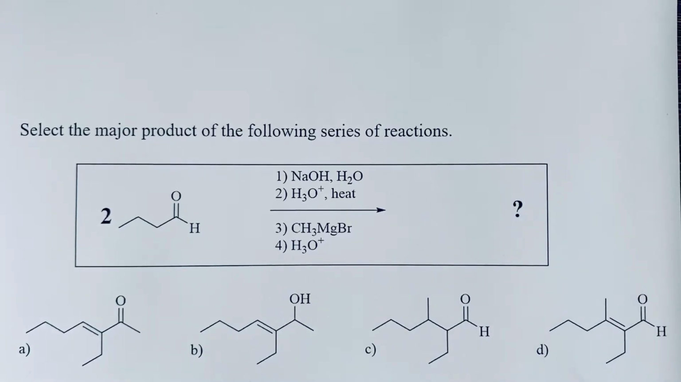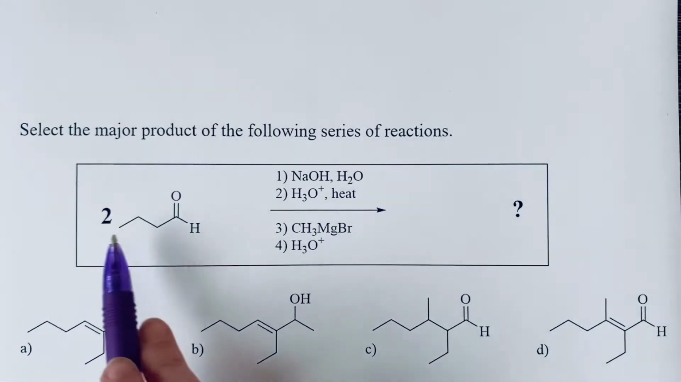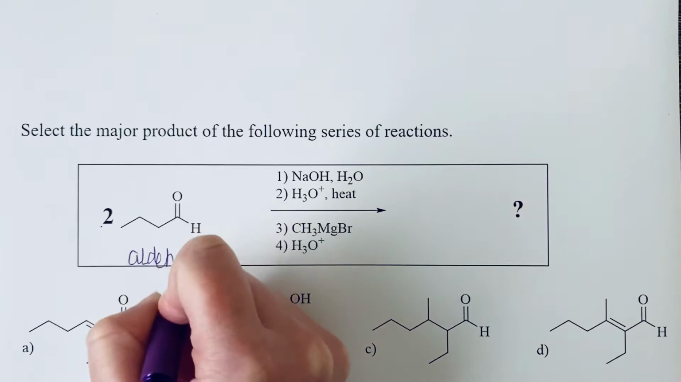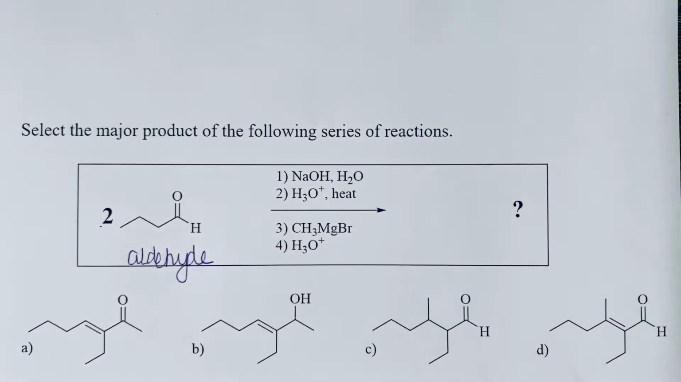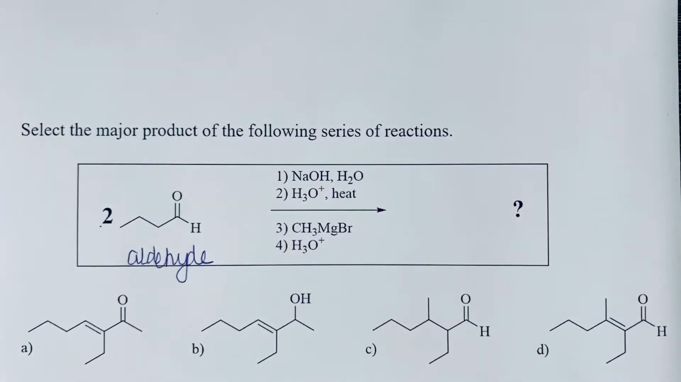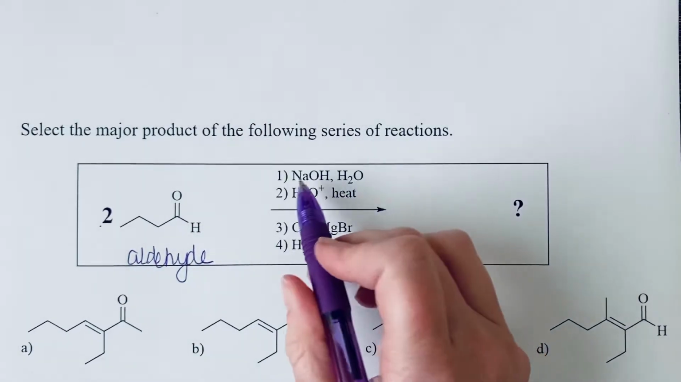Select the major product of the following series of reactions. So we see that we are given two equivalents of an aldehyde. So we need to be thinking about the chemistry that aldehydes do. You can have nucleophiles attack their carbonyls, and they're also slightly acidic at that alpha carbon. And we can see these first two steps.